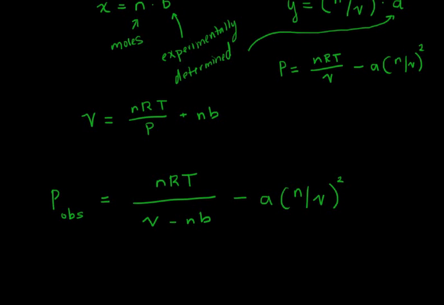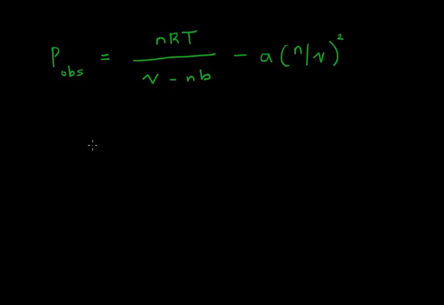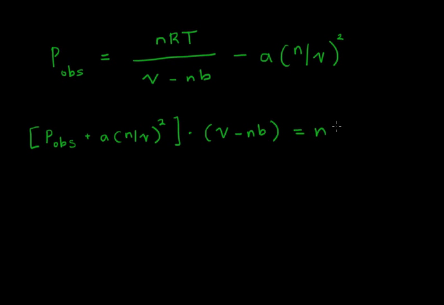So this is one version of the van der Waals equation, but it's not the version you see most often, or the coolest looking version. And to get that version, we're just going to take this term, bring it to the left-hand side, and then multiply both sides of the equation by this quantity here, V minus nb. And I'll do that for you. So we get P observed, so the pressure which we observe, plus a times n divided by V quantity squared in that bracket, times quantity V minus nb equals nRT.